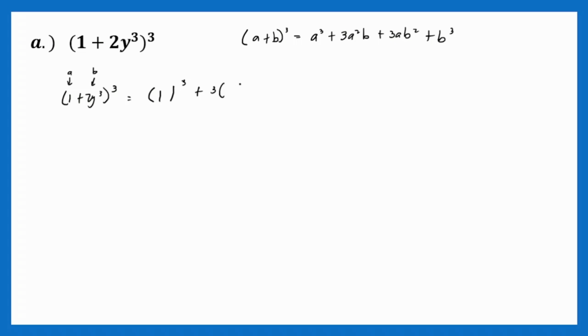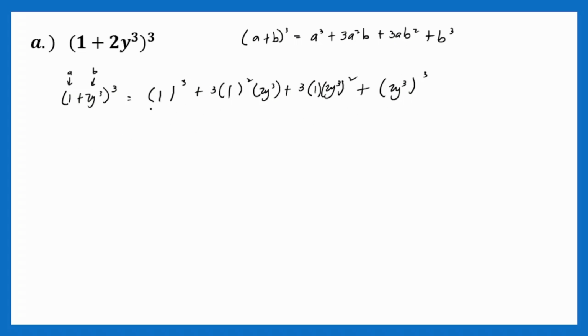plus 3. Ayan, yung A naka-squared ulit. So, dapat yung A pasok sa loob. Then, yung B. Ano ang B? 2y cubed. Plus 3. Ano ang A? That's 1. Times B. That is, ayan, naka-squared yung B. Huwag kakalimutan. 2y cubed. Plus, alright. So, naka-cube ulit yung B. So, we have 2y cubed. Tapos may cube pa sa labas. Alright, so we're done substituting the A and B sa pattern ng final answer natin.